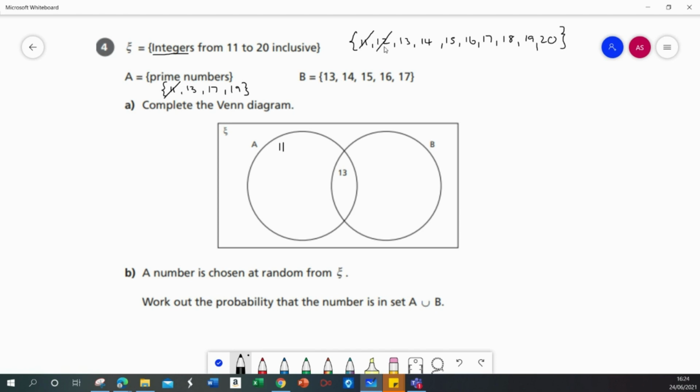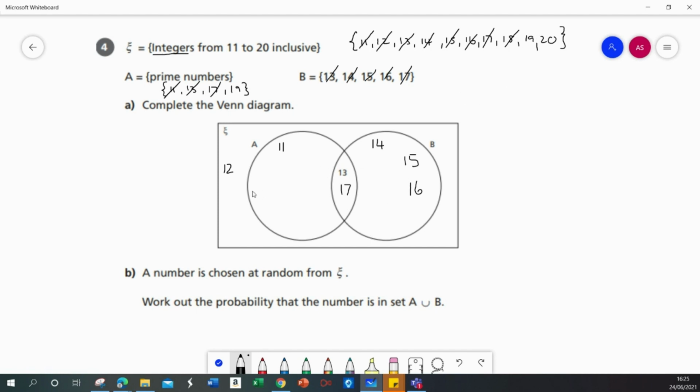The number 12 is not in A and it's not in B, so number 12 would be outside of the two circles. Number 13 has already been placed in the middle, and that's in both A and B. Number 14 is in B, but not in A, so that would go in the B circle. 15 is also in B, as is 16. And 17 is in both. So I've got 17 in set B, and it's a prime number, so 17 would go in the intersection between A and B.